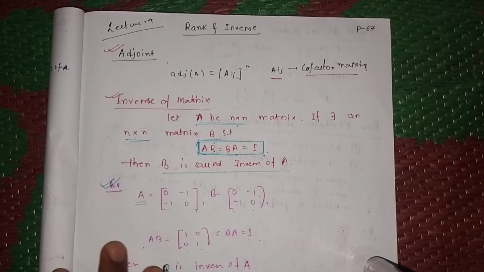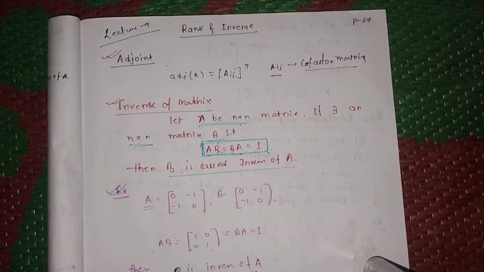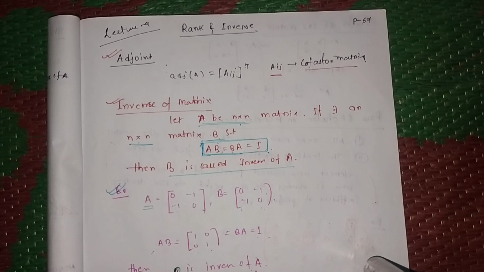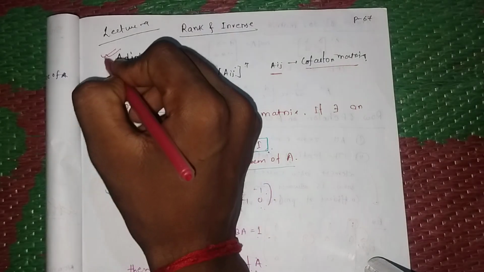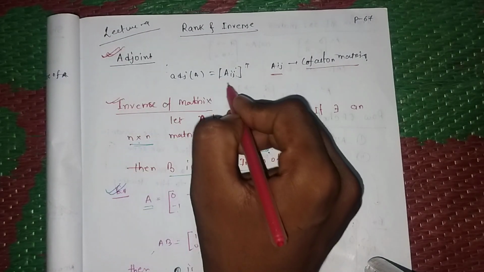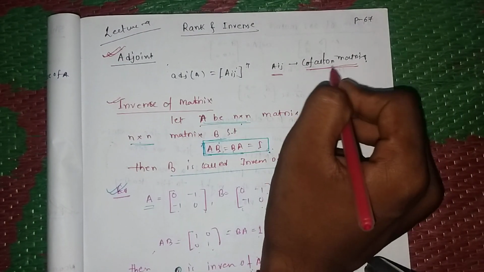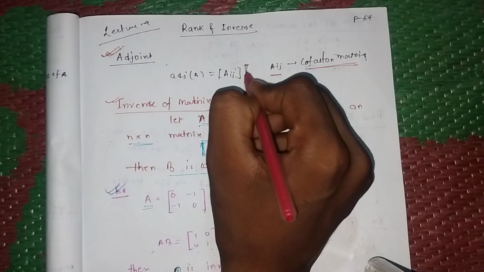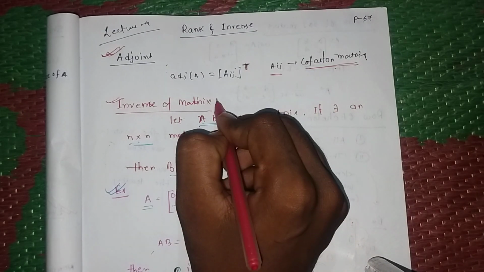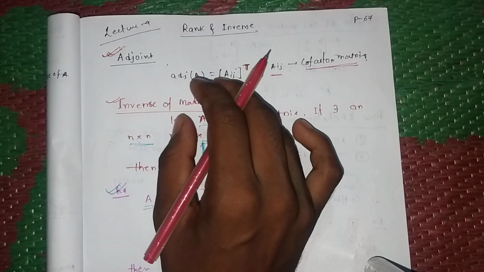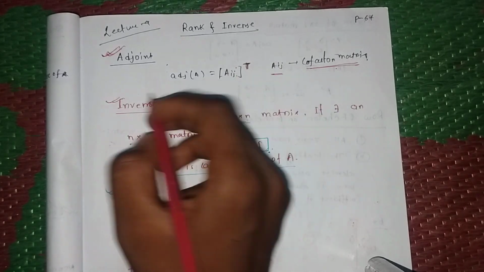Hi friends, let us start a new topic on linear algebra, which is rank and inverse of matrices. And for rank and matrix, we have to understand what is the adjoint. Adjoint means if we find the cofactor matrix and then its transpose, it is called the adjoint. That means transpose of cofactor matrix is the adjoint.